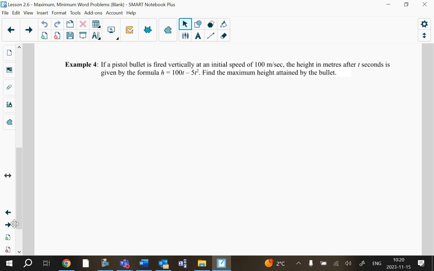So you fire a pistol into the air, it takes a parabolic shape. It goes up awfully high and then comes back down in a curved shape. It's fired at an initial speed of 100 meters per second. The height in meters after t seconds is given by the formula: height is equal to 100t minus 5t squared. We're asked to find the maximum height attained by the bullet.